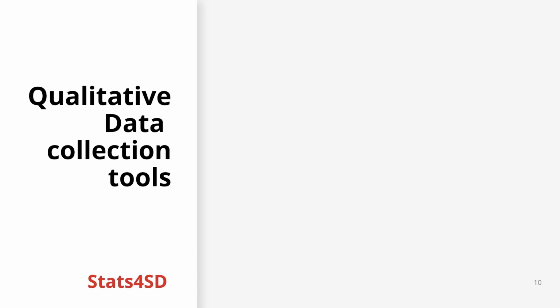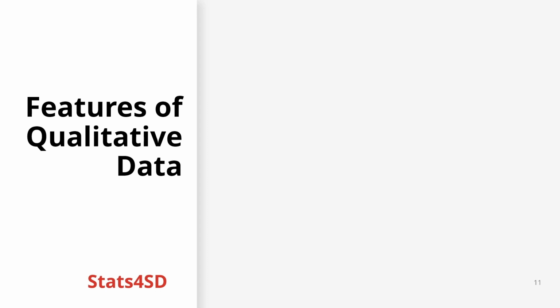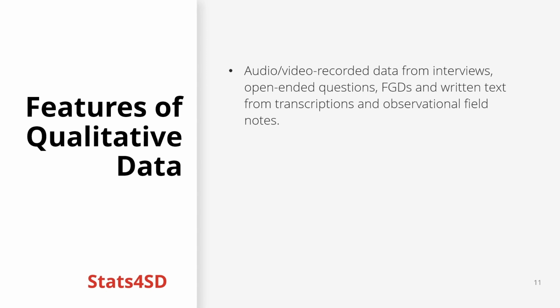Qualitative data is usually, but not only, collected by using in-depth interviews, open-ended questions in questionnaires, and focus group discussions where individuals discuss a topic or answer questions within a group. What are the features of qualitative data? Qualitative data comes in the form of audio recordings from interviews, written text from transcriptions, or from observational field notes.